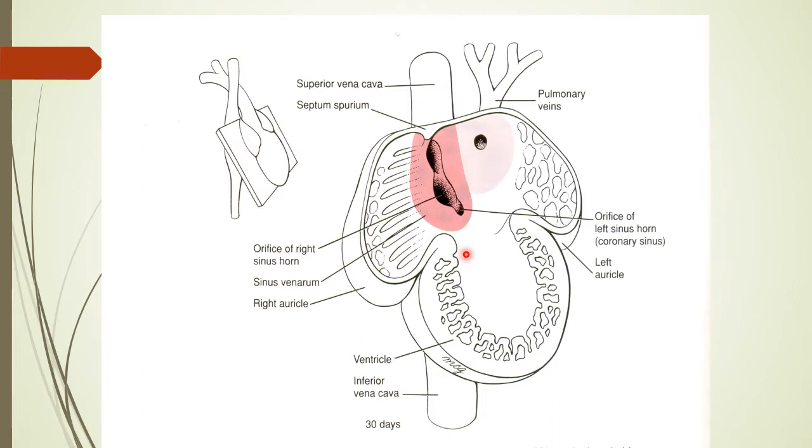So this pinkish color shows the sinus venarum coming into existence, and in the anterior part you can see there are musculi pectinati. These are the rough markings of the muscles on the inner aspect. They will be restricted to the anterior part only.